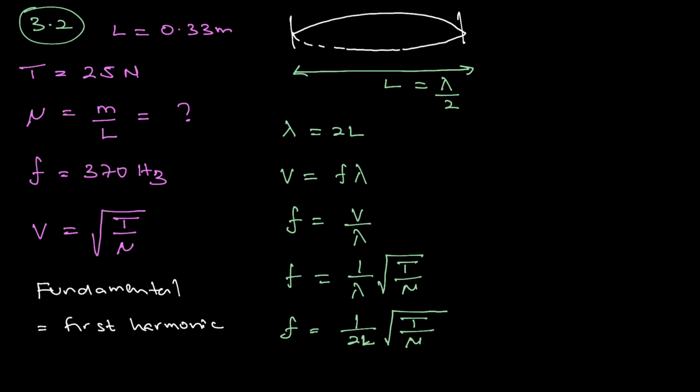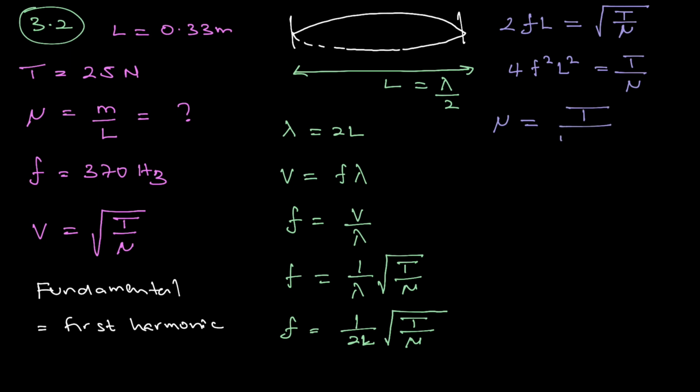But we're looking for mu. So F times 2L equals root T over mu. If we square both sides, we get 4F squared L squared equals T over mu. Therefore, mu will be T over 4F squared L squared. We now need to plug in the values: T is 25 newtons over 4 times the frequency 370 squared times the length 0.33 squared, and that's mu.